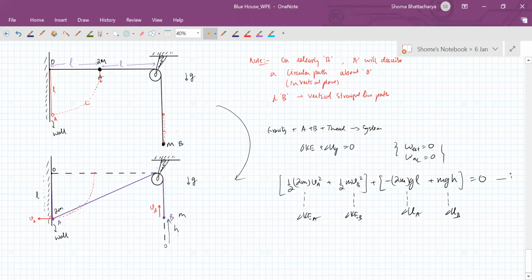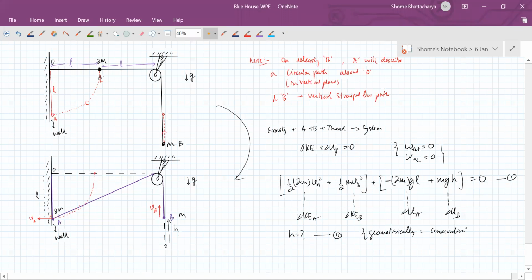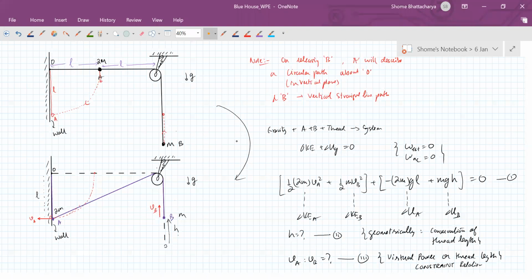So now to solve this, we need two more equations. We need to find out the value of h. That will be our second equation. So do that geometrically, by conservation of thread length. And we also need the ratio of VA to VB. You can do that by virtual power or thread length, whichever you like, or the constraint relation. So just note this down and try out this now. How will you find the value of h by the constraint of thread length remaining constant? And how will you find out the relationship between VA and VB? The easiest method for that will be virtual power.